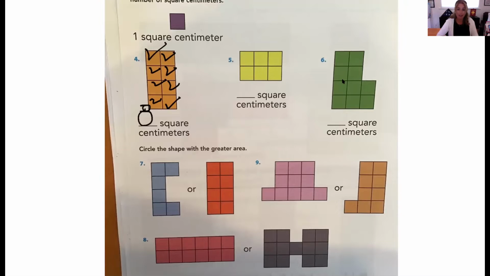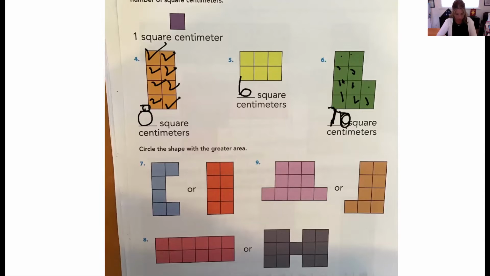Number 5. What's the area of number 5? How many square centimeters is it? You count and write the number. Did you get 6? I did too. Okay, and what is the area of number 6? Remember, count carefully and maybe make a mark as you count them. Did you get 10? Yes, it is 10 square centimeters.